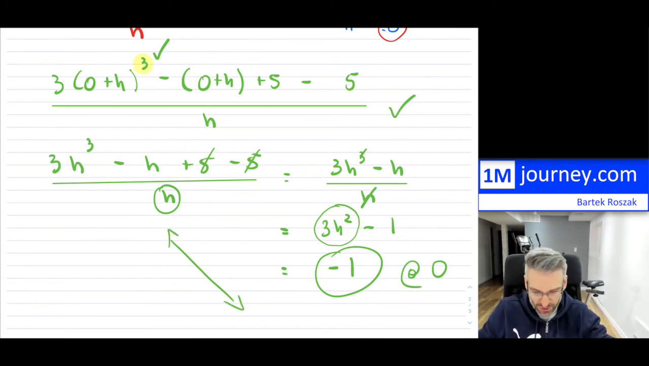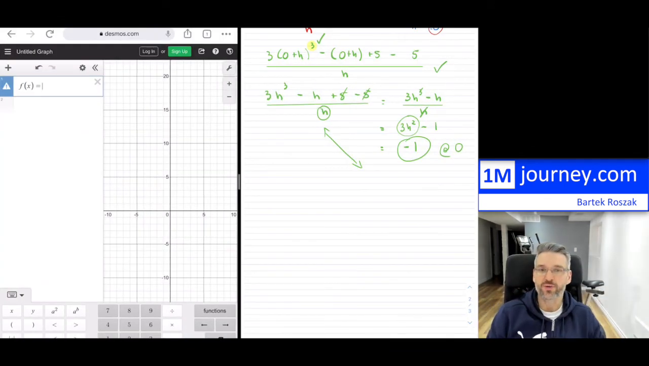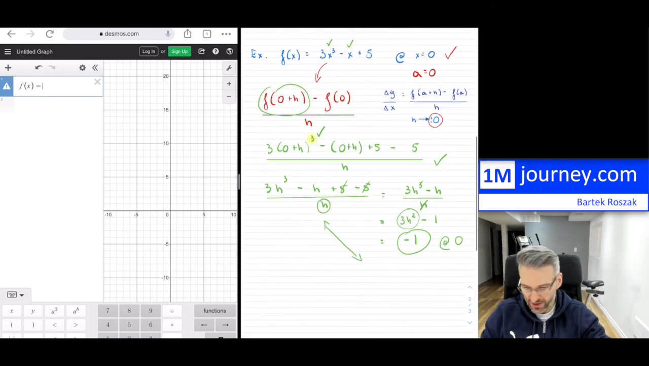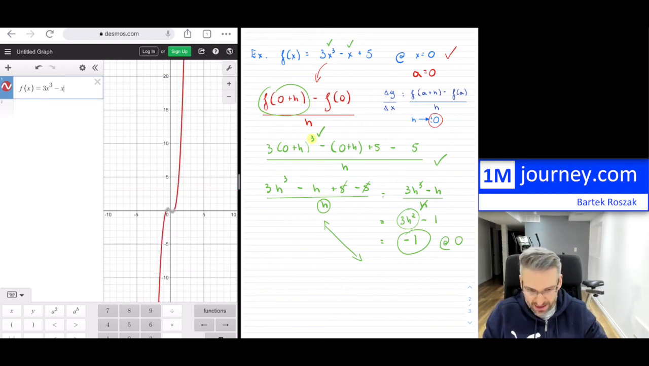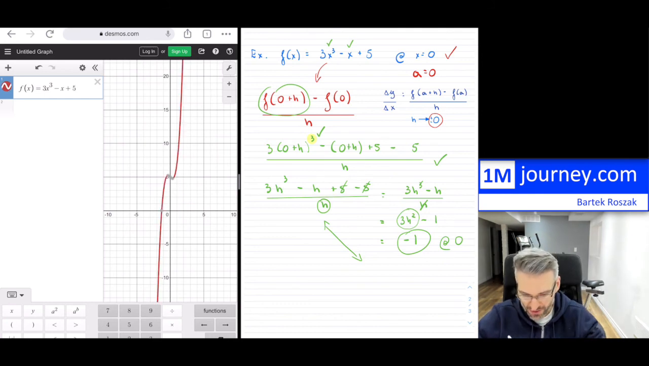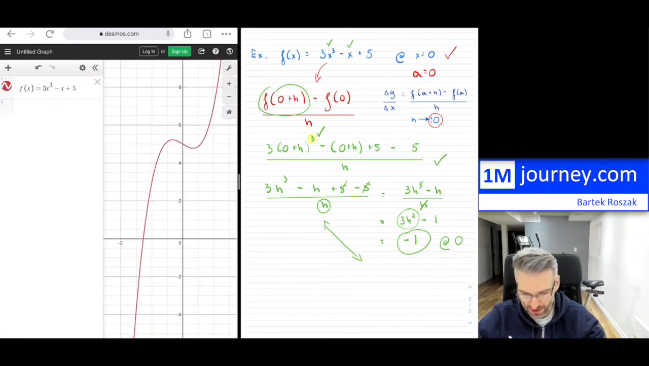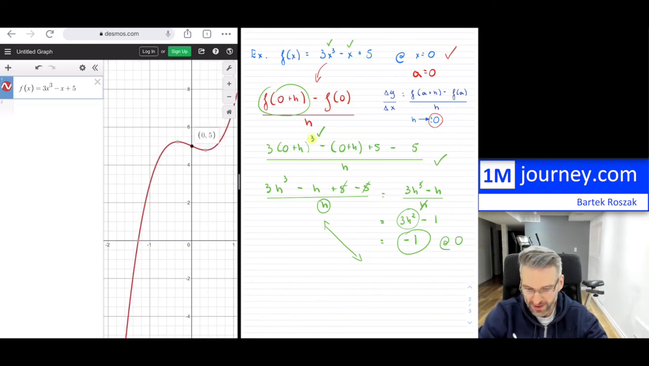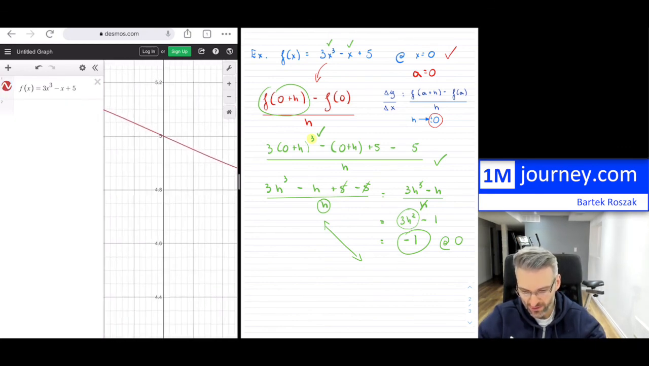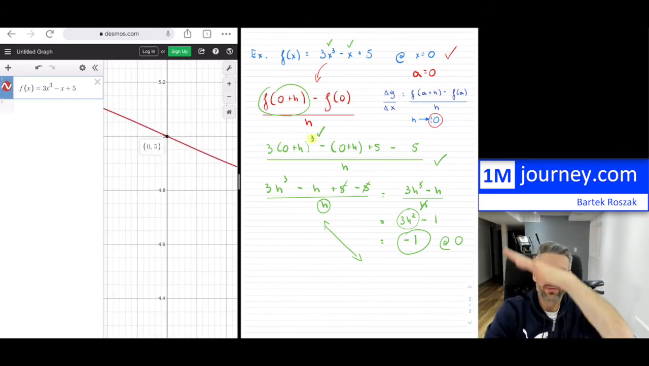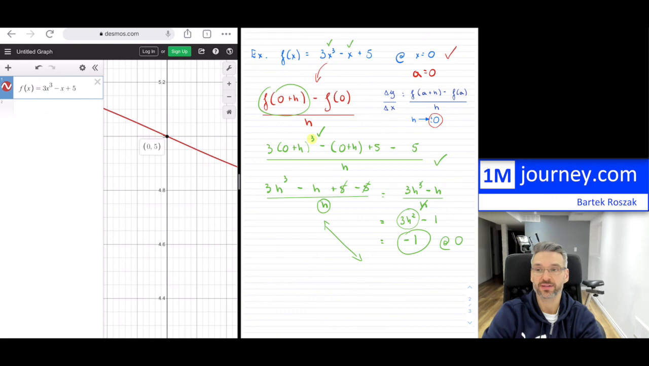And if I would plug it back into Desmos, so here we are. Here's Desmos. I'm going to just plug this in. So it's going to be 3x cubed minus x plus 5. We wanted it at 0, so it's basically at this point, 0, 5. And notice that if we zoom in around there, our slope, which makes sense, should have been around -1. So that's what we've just found, the instantaneous rate of change.